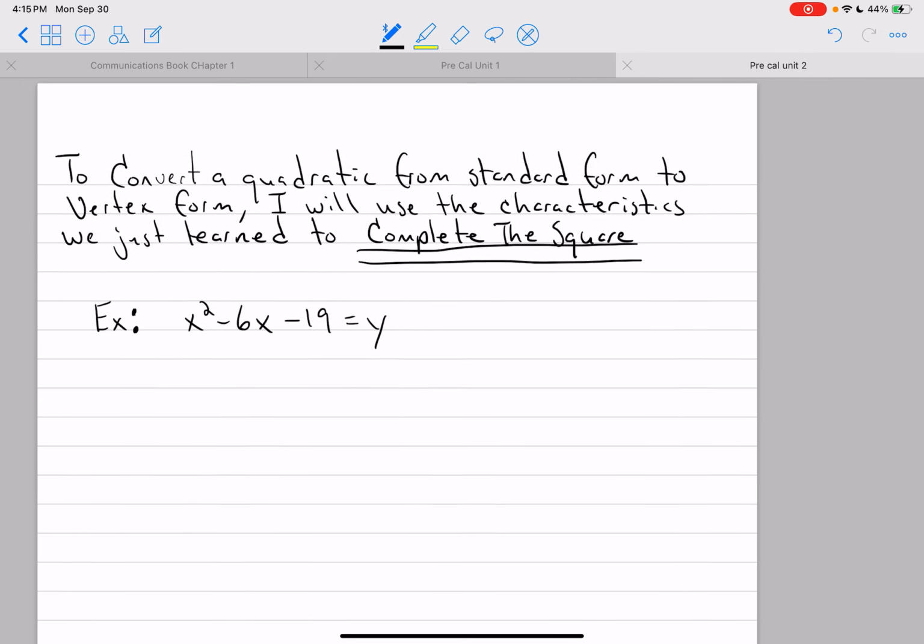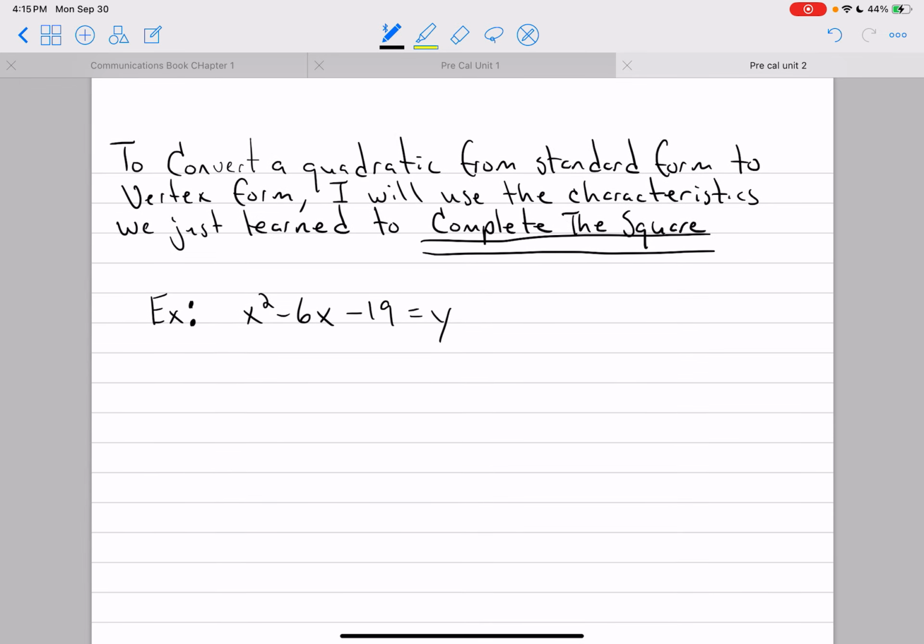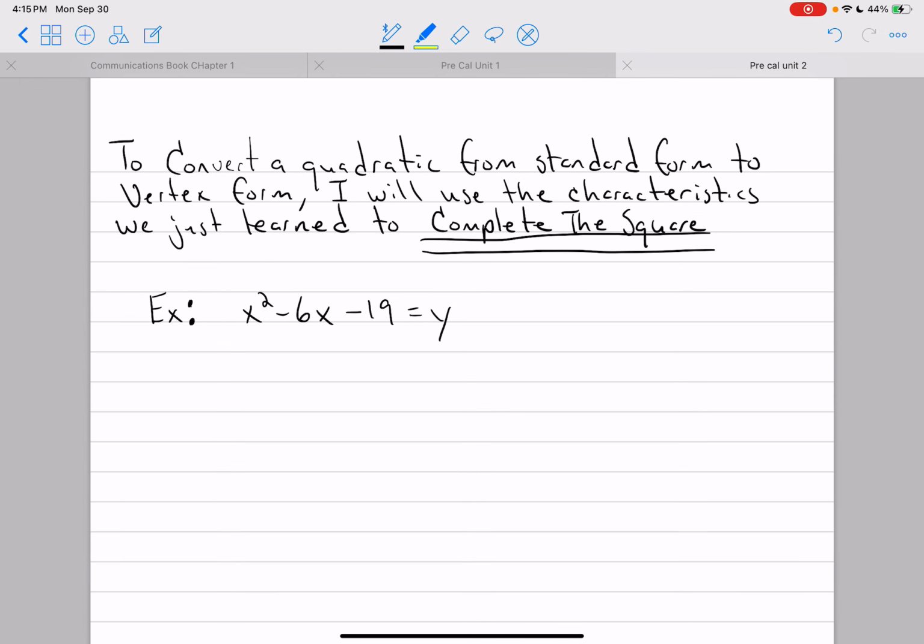All right, so to convert a quadratic from standard form to vertex form, I will use the characteristics we just learned to complete the square. And in this video, we're just going to do one. We'll be working on it in class plenty, but we're going to see one in the video. I wanted to give you all the background. So go ahead and write down this example.